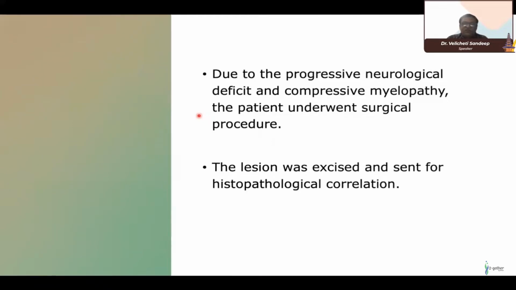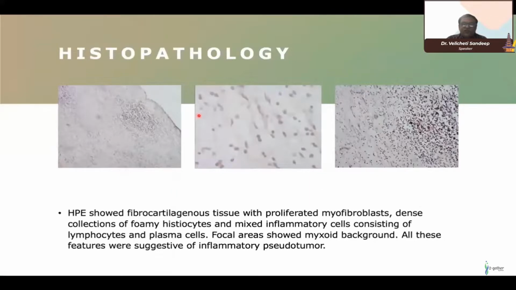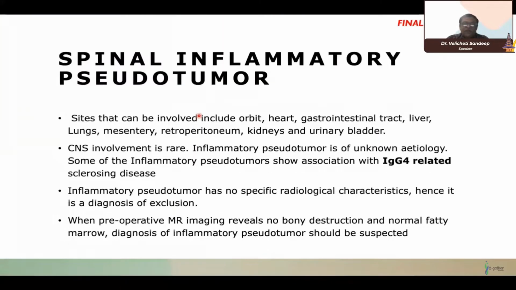The lesion is excised and sent for histopathological examination. HP is like this. It shows fibrocartilaginous tissue, myofibroblasts, inflammatory cells, plasma cells, lymphocytes in the myxoid background, consistent with inflammatory pseudotumor or myofibroblastoma. This is a new name for the old inflammatory tumors, spinal inflammatory pseudotumor. All these now come under the IgG4 spectrum of disorders.